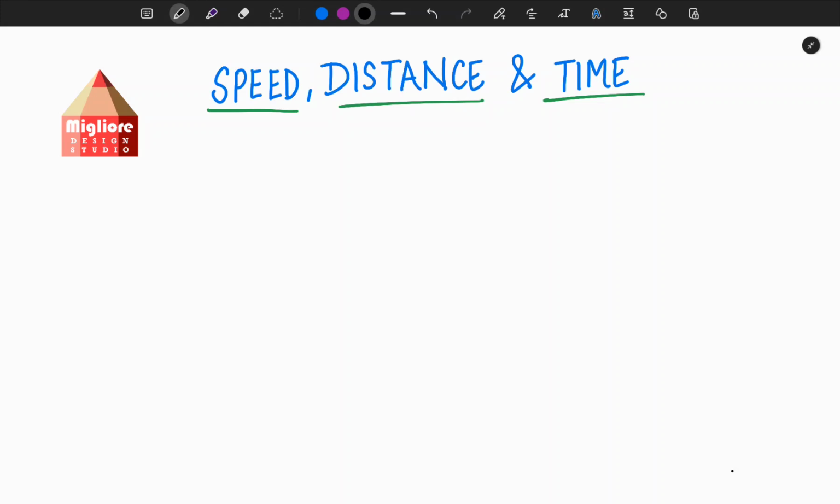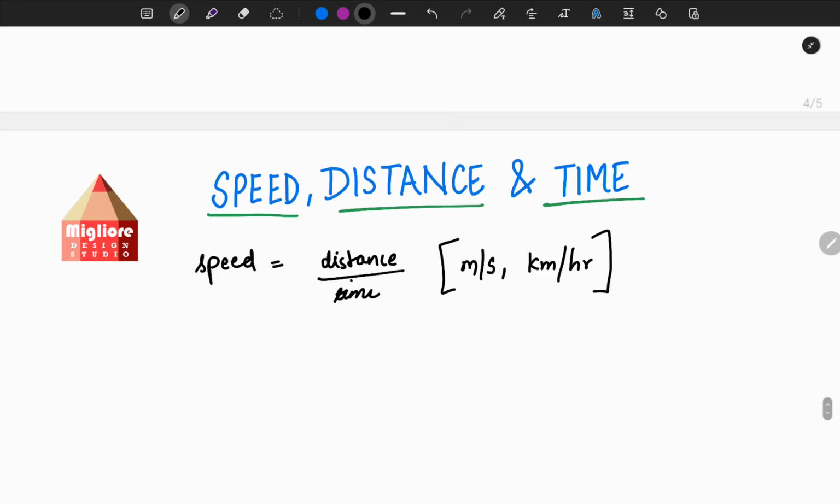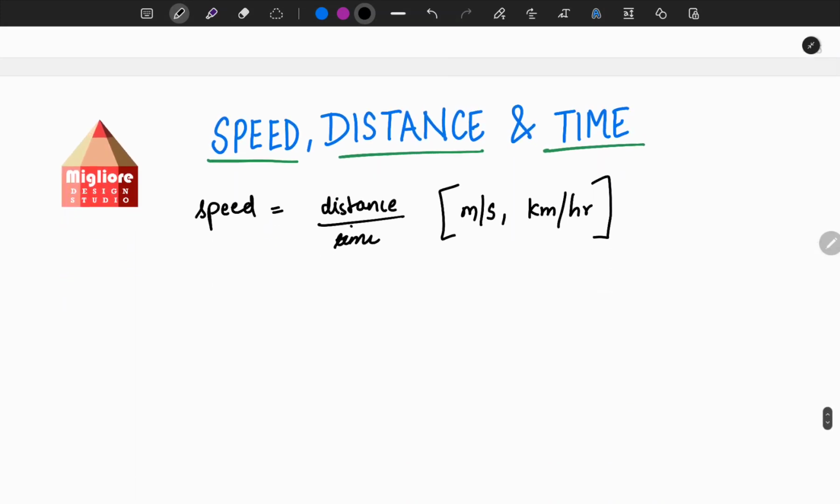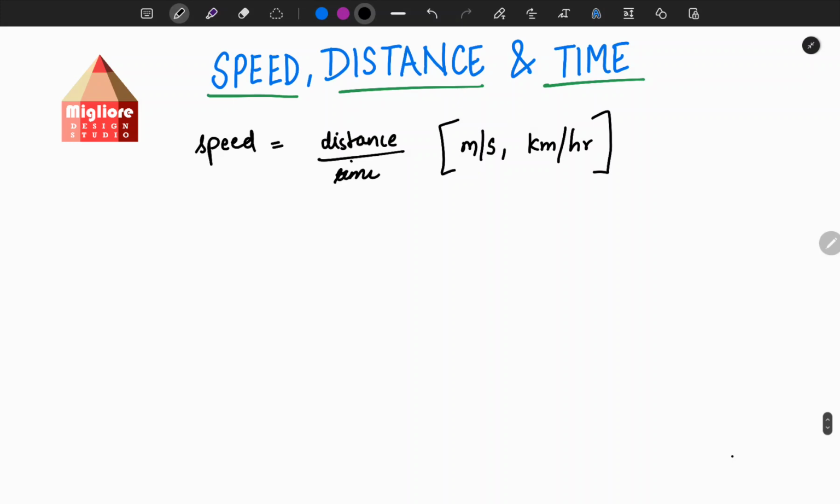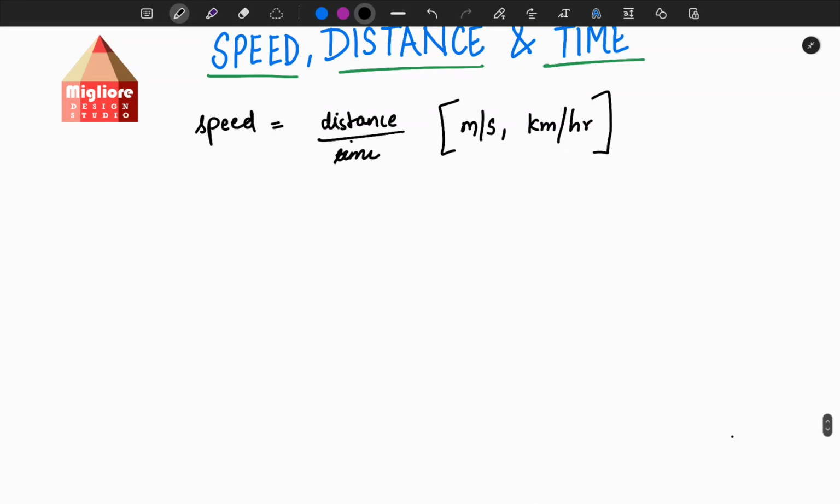So let's begin. So we know that speed is how much distance can be covered in a certain amount of time. So that is distance upon time. Units that are commonly used are meter per second and kilometer per hour. Obviously there are more units like miles per hour, but the main ones are meters per second and kilometers per hour.